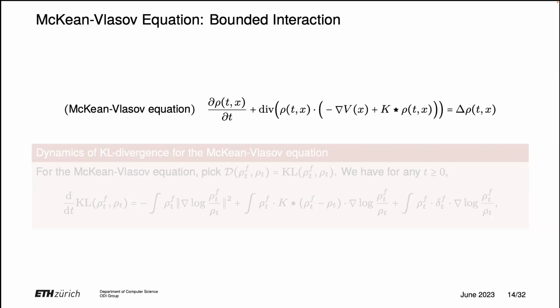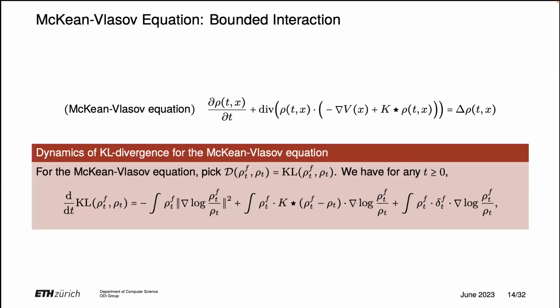What if we do have an interaction kernel? But let's say for now that it's regular in the sense that it's bounded. Let's pick the Lyapunov function as the KL divergence again, and compute the time derivative of KL between rho tf and rho t. Again, we have this very nice equation where the first term gives us the Fisher information. The second term is more complicated: it's the weighted inner product of K convolved with rho tf minus rho t, times some gradient log term. And the last term is the one that we had for the Fokker-Planck equation as well.